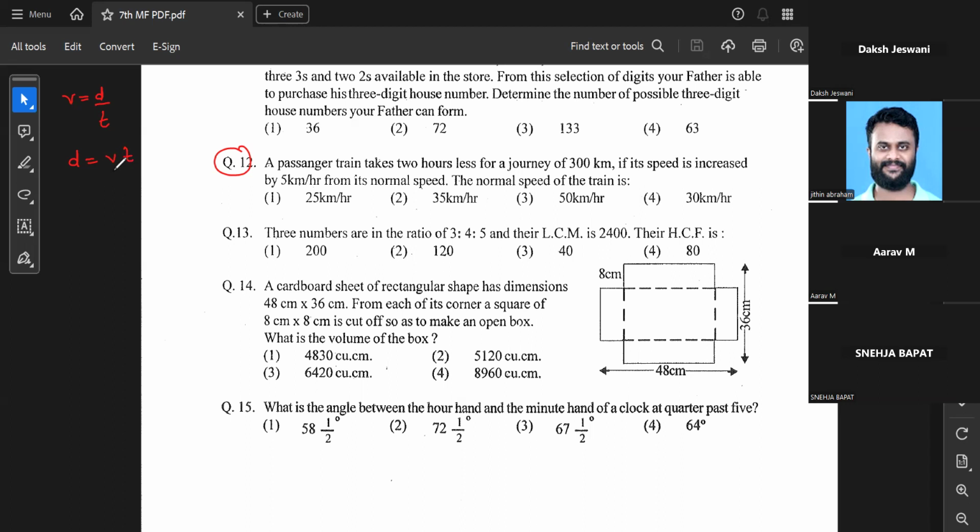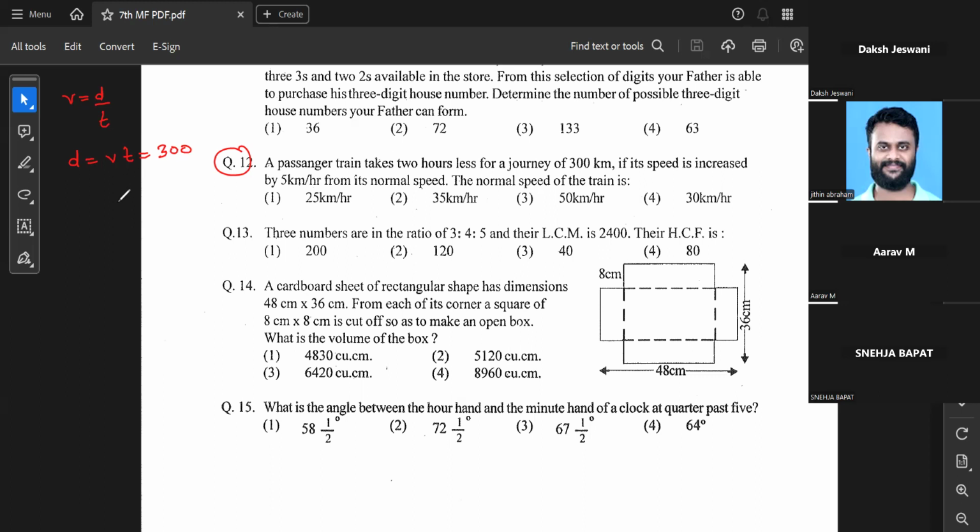Now, when the speed was normal, the time was normal. That is equal to 300. 300 is the distance, as you know.